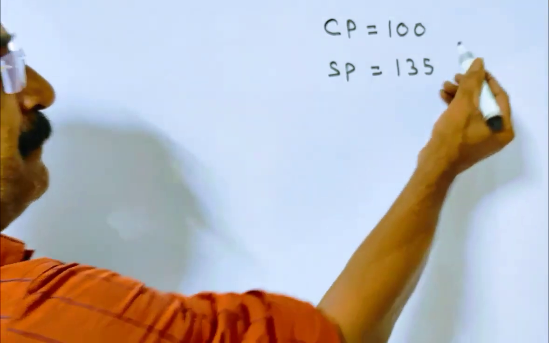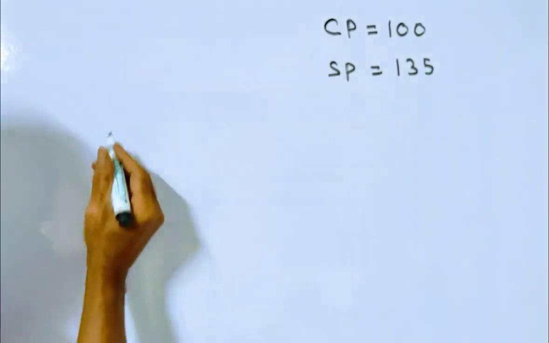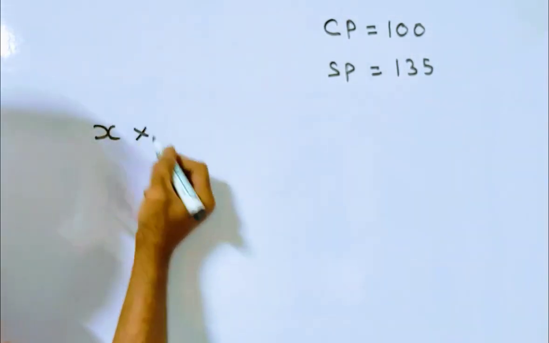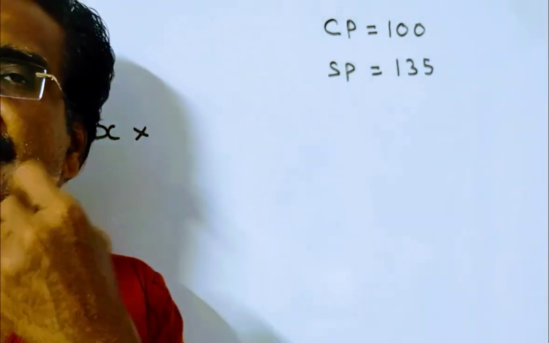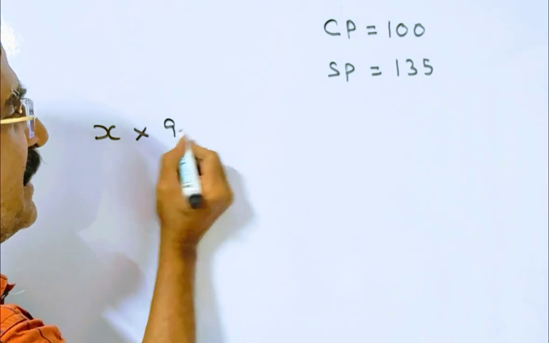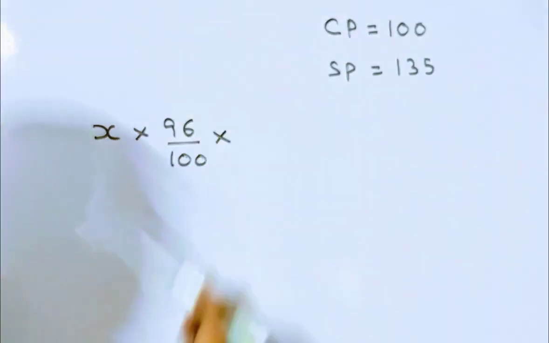See friends, say cost price 100, sold price 135. Say market price X. In the first discount, he gives a cash discount of 4%. So after the first discount, the selling price will be 96%, 96 by 100.